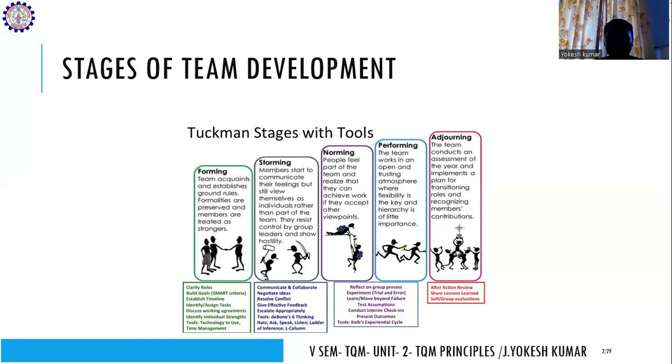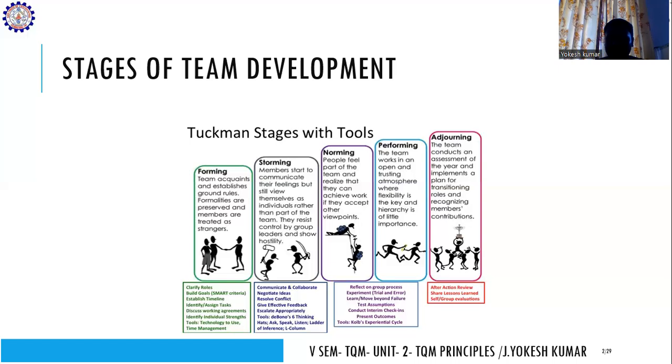And the third stage is norming. The people feel part of the team and they realize that they will achieve their work within the stipulated time period. In this case, they reflect on the group process. They do experiments based on the trial and error method and learn from the experiment, and they test the assumptions and conduct interim check-ins and present the outcome for the process.